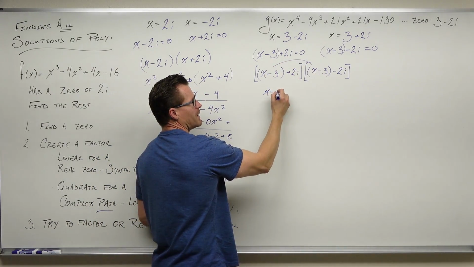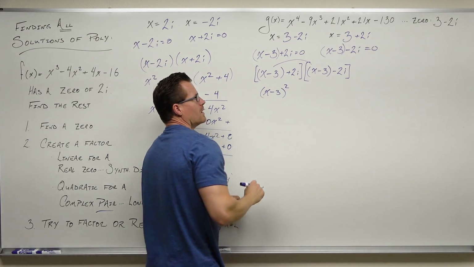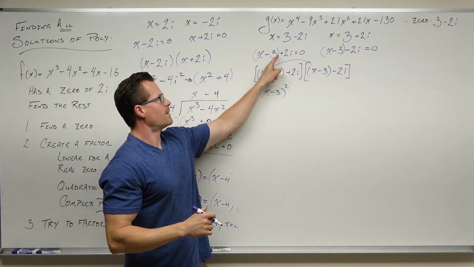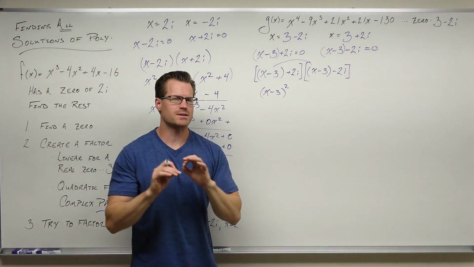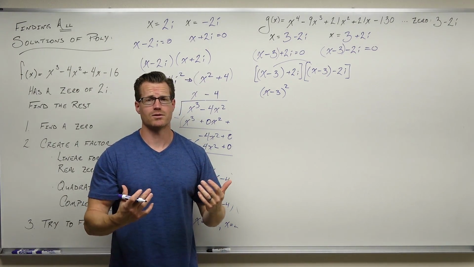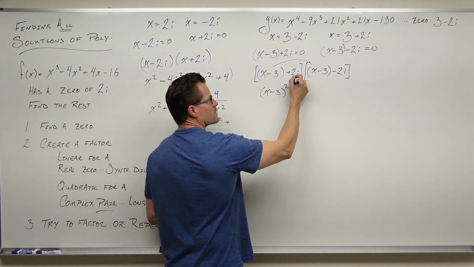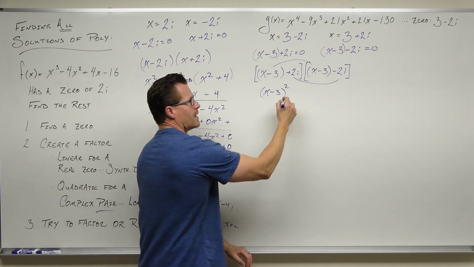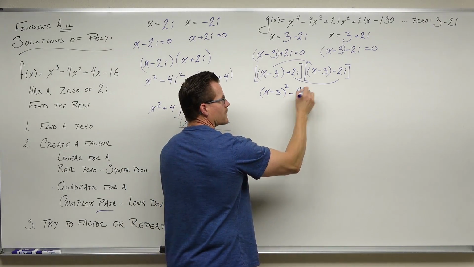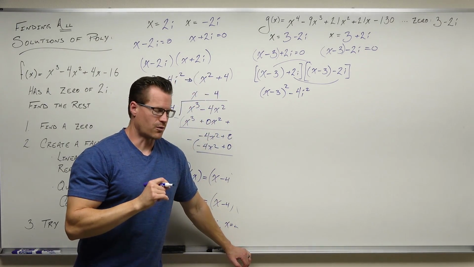We get x minus 3 squared. If you were to distribute, you get minus and plus the same exact thing. That's going to cancel. That's going to give you 0. So then we're going to distribute 2i times negative 2i. That's minus 4i squared. We talked earlier about a couple things to refresh your memory.